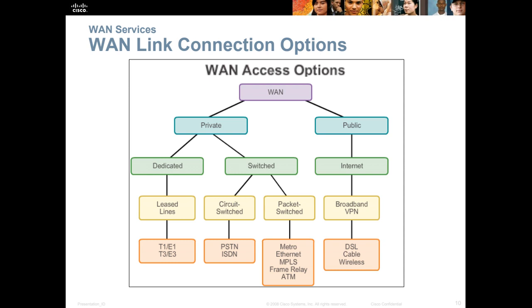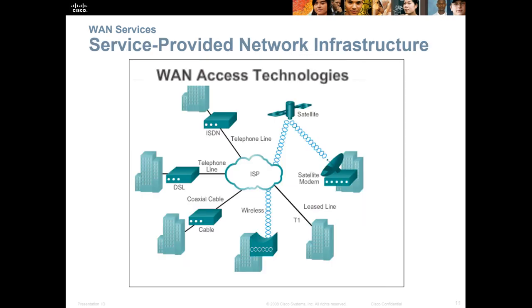If you go to Etisalat, you ask them, I want a leased line. They ask you which speed. Okay, and so on. For switched, we have circuit switched, such as PSTN, ISDN. We have packet switched, such as Metro Ethernet, MPLS, frame relay, and ATM. Very nice diagram. So the WAN access technologies, there are different technologies, as you can see here. We have the T1, we have satellite communication here. Okay, we have ISDN, and so on. Please stop me if you have a question.